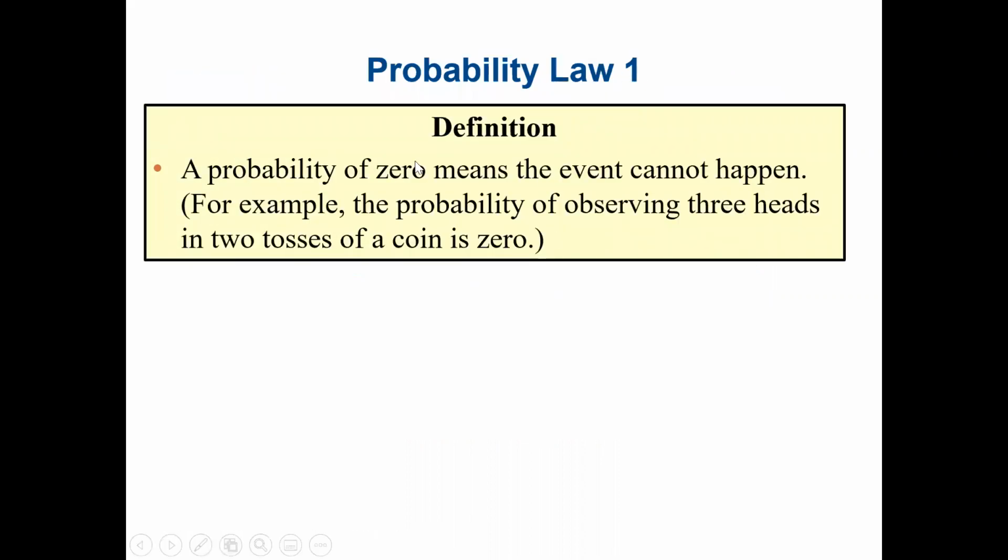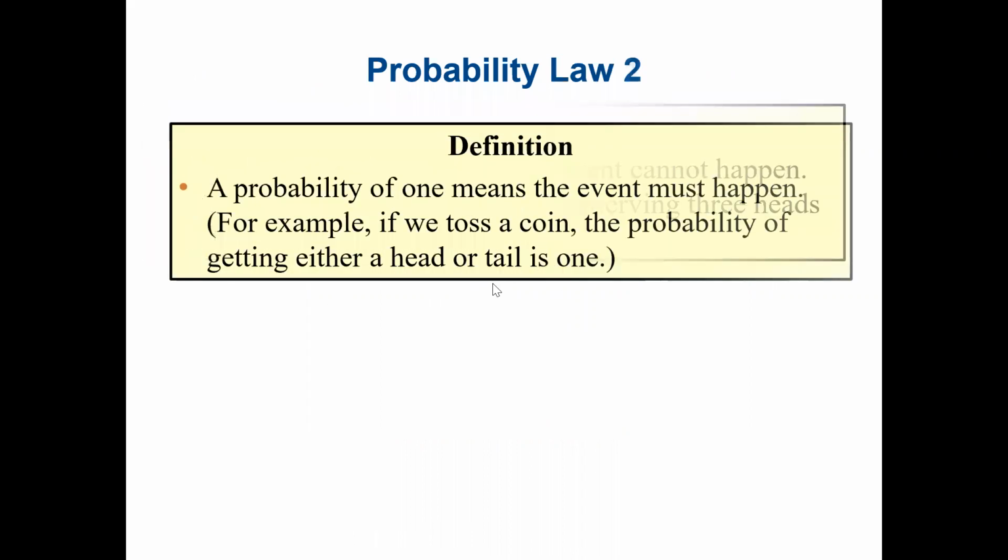Probability law 1. Probability of 0 means the event cannot happen. For example, the probability of observing 3 heads in 2 tosses of a coin is 0. Probability law 2. A probability of 1 means the event must happen. For example, if we toss a coin, the probability of getting either head or tail is 1. So probability of 1 means the event must happen. Probability of 0 means the event cannot happen.